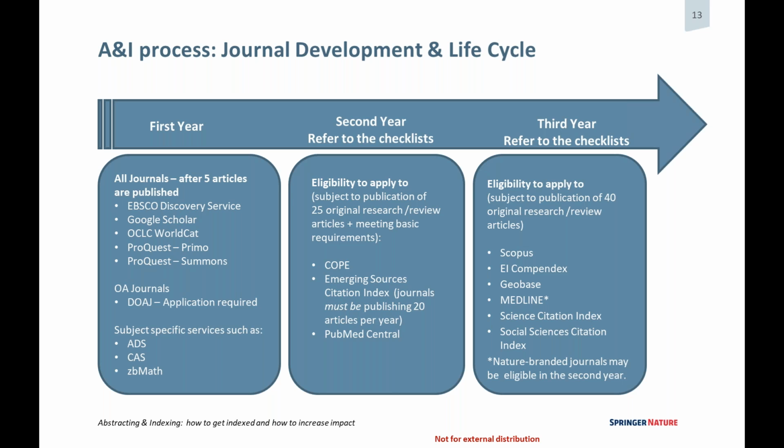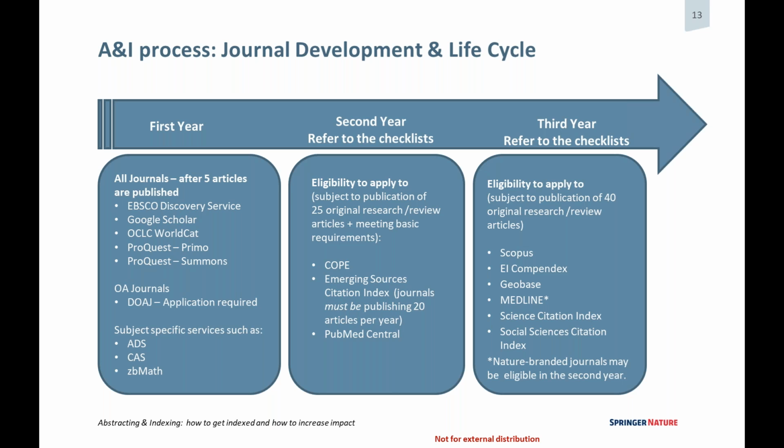So what you are seeing here is, in the first year, because of the reputation of Springer-Nature, we have partnerships with many of the ANI services and discovery services where everything that is published by Springer-Nature automatically goes into those services. Some of them are EBSCO Discovery Service, Google Scholar, OCLC WorldCat, ProQuest, Primo, and Summon. These are again discovery services. Everything published by Springer-Nature automatically goes into these services.